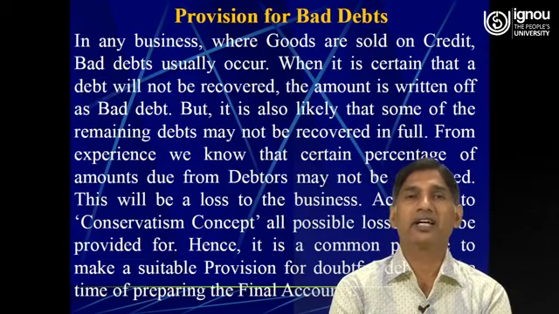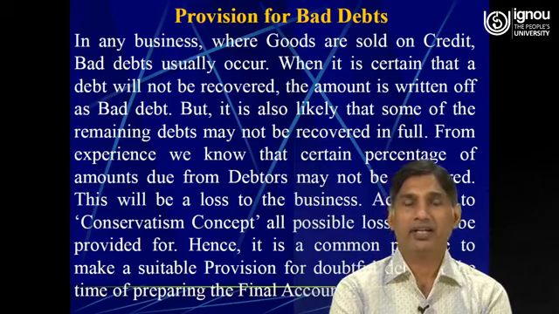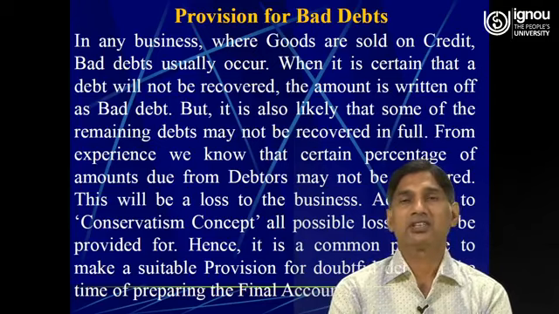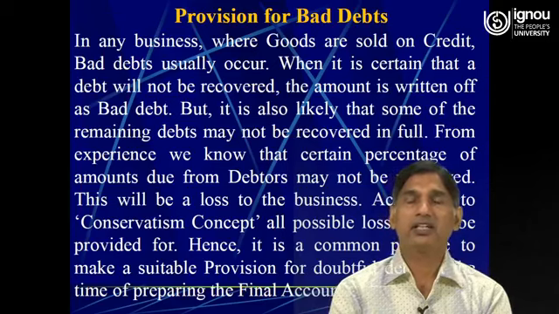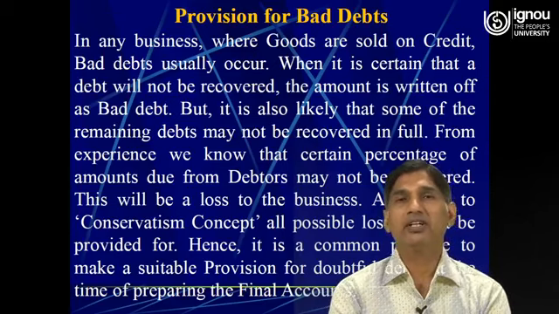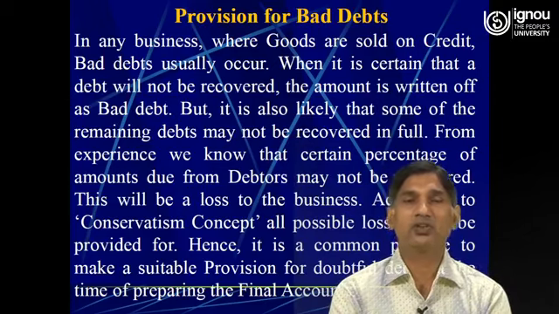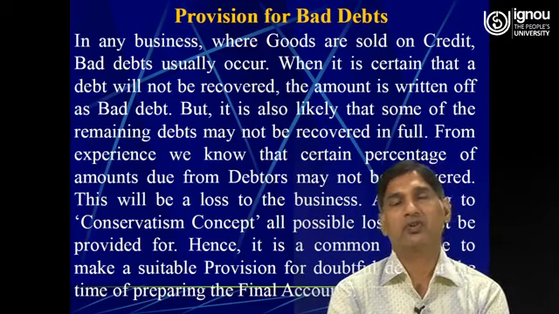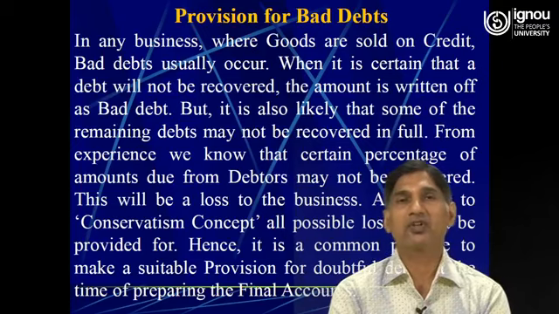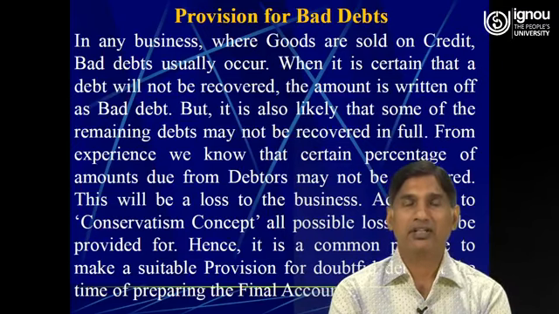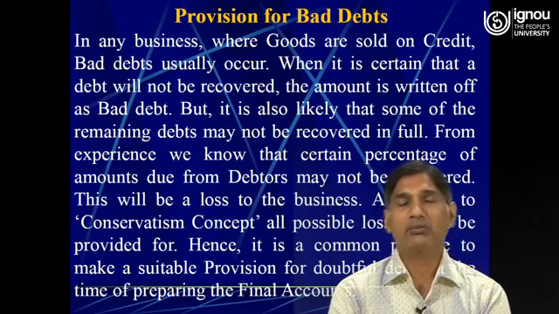Then the next one is provision for bad debts. This is slightly complicated, but I will try to make it as simple as possible. Just try to understand and focus on the point I am going to explain as far as the provision for bad debts is concerned. Of course, I will explain this adjustment with the help of a hypothetical example, which will make it clearer.